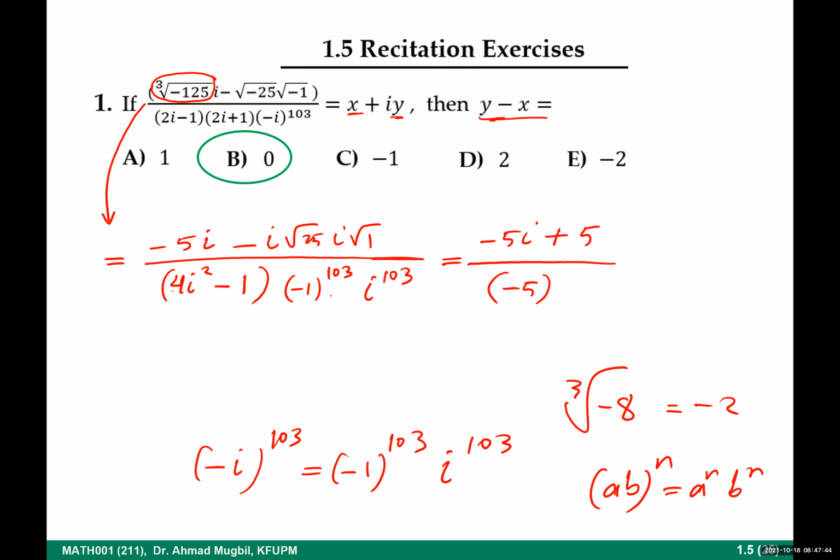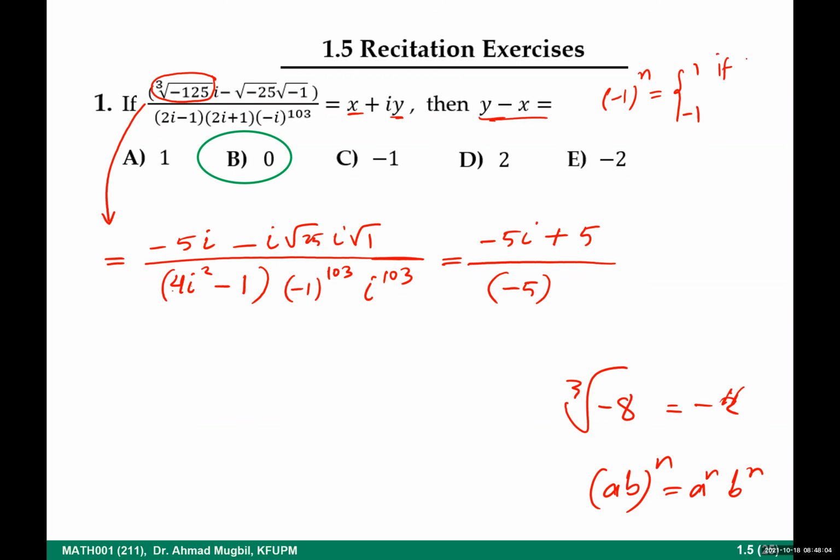What is negative 1 to the power 103? Always, guys, when you have negative 1 to the power n, it will be either 1 or negative 1. It is 1 if n is even, and it will be negative 1 if n is odd. This is odd, so it will be negative 1. And what is I to the power 103? It is I to the power 100 multiplied by I to the power 3.